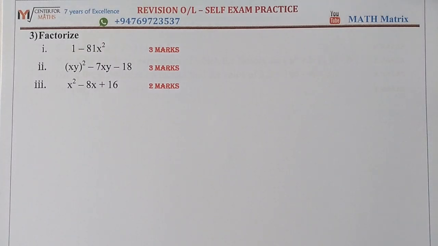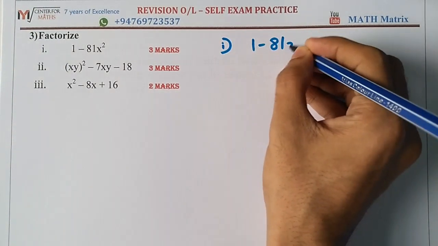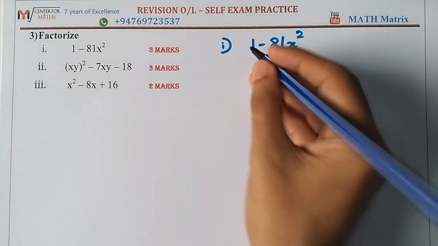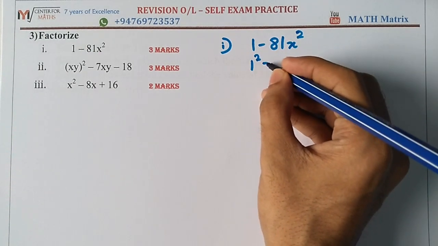And the third question, it's not much difficult. 1 minus 81x squared. So they ask us to factorize this. So how to factorize this? Some students ask, sir, it's difficult. No, to factorize, this is not difficult. It's very easy. So here listen, 1, can we mark that as a power? Yes, 1 is the first perfect square, 1 squared.